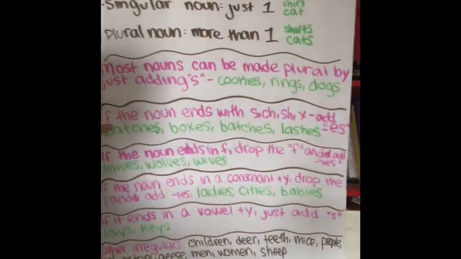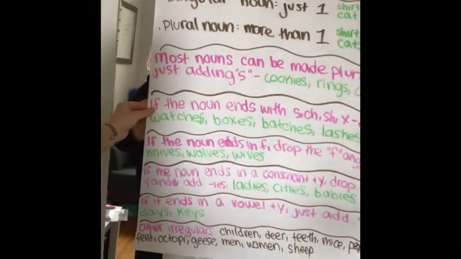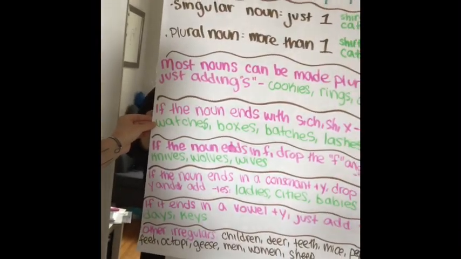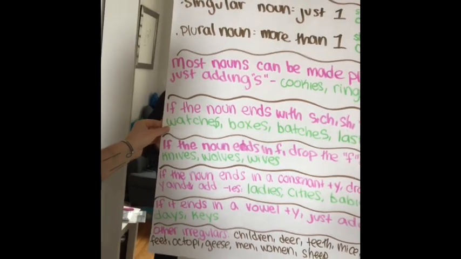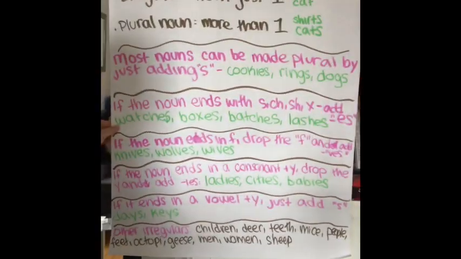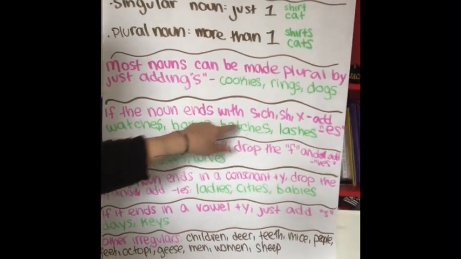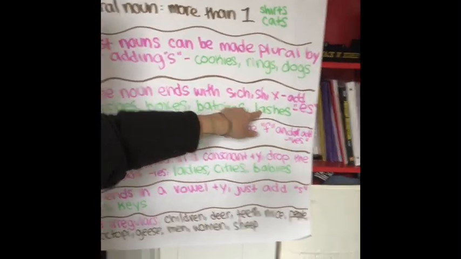Let's see what those are. All right, let's look right here. Now, if the noun ends with s, ch, sh, or x, you have to add es. A couple examples are watches, boxes, batches, and lashes. Now that might seem like a tricky one to memorize, but honestly, it's not super hard.